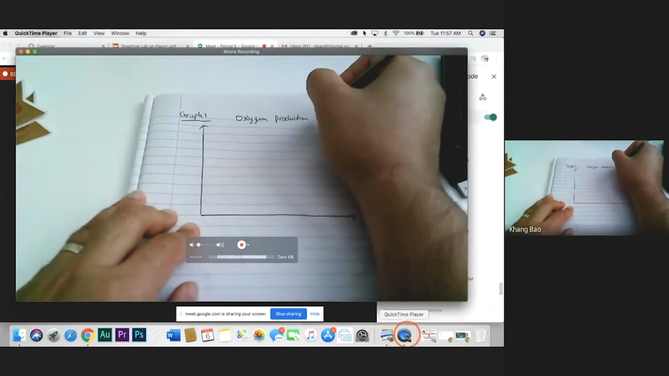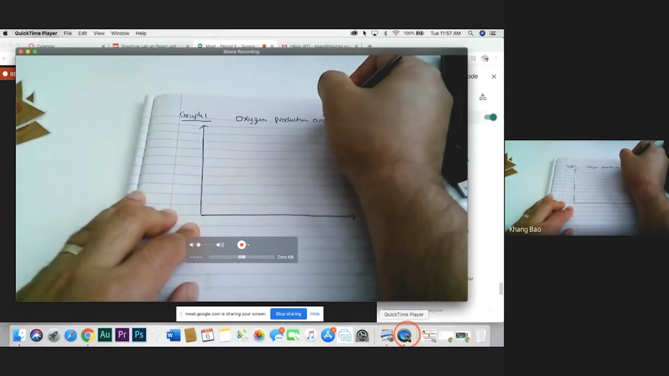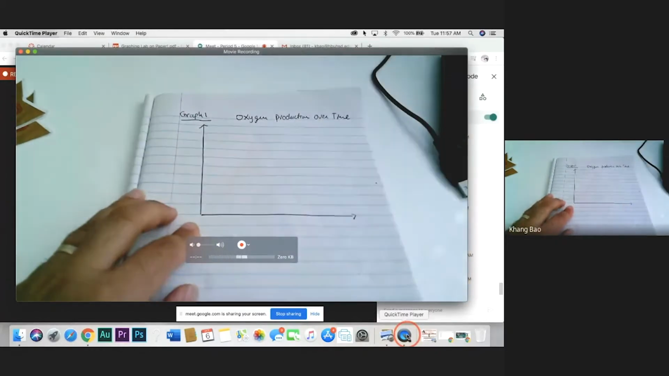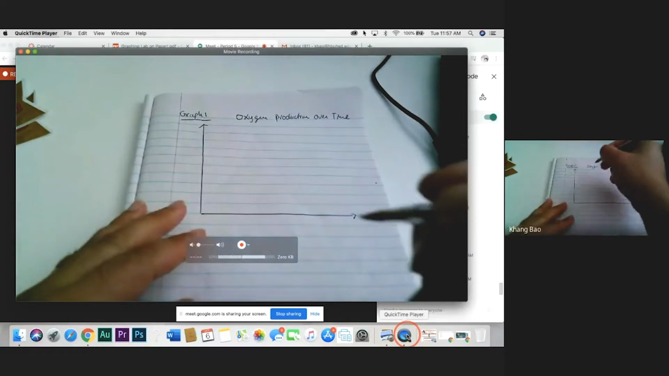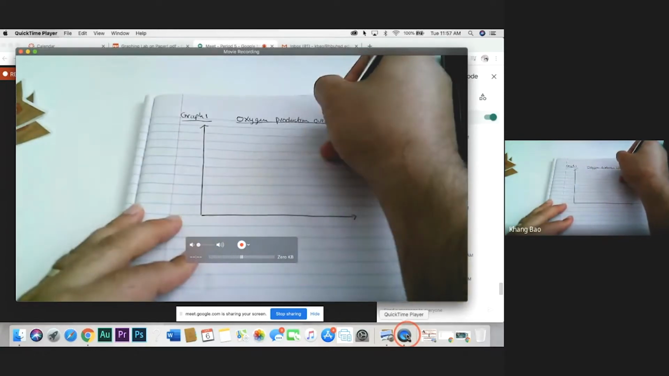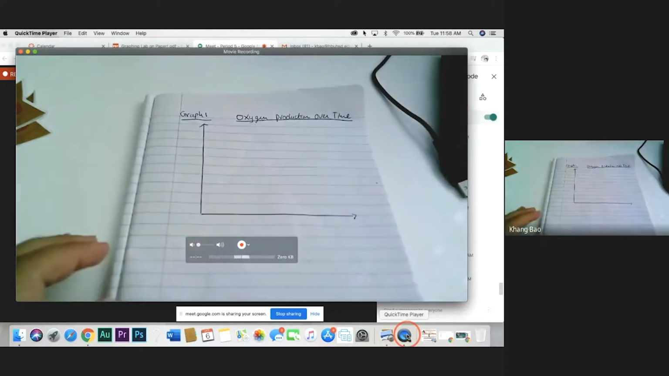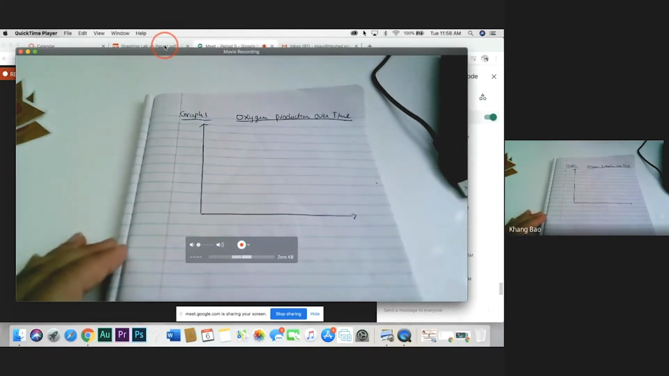Some people might want to say over time as well, but oxygen production is good. So I give it a title. Maybe I'll underline the title so people know. So the first thing when you create a graph is give it a title. What is the second instruction?